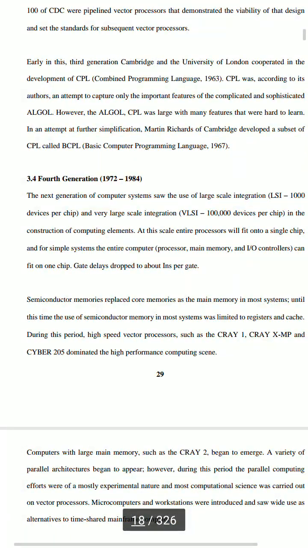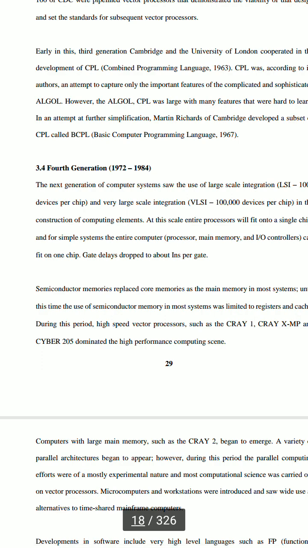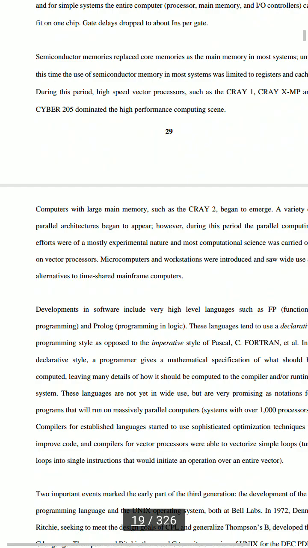The fourth generation computer, 1972 to 1984. This computer made use of large-scale integration.